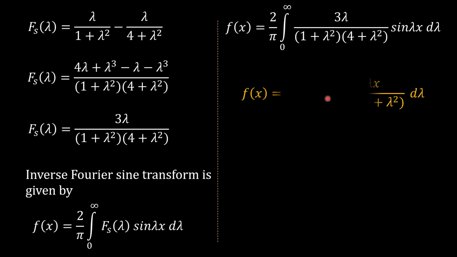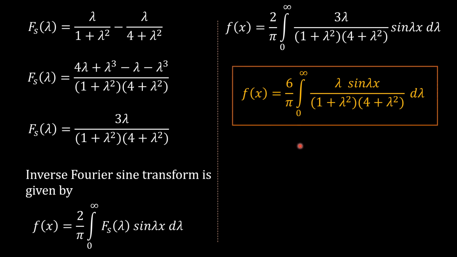Now perform the multiplication. So we will get the final expression which we want to establish, which is f of x equal to 6 upon pi integration from 0 to infinity lambda into sine lambda x divided by (1 plus lambda square) into (4 plus lambda square) d lambda, as required. I hope you got this example. Now we will go to the next example.